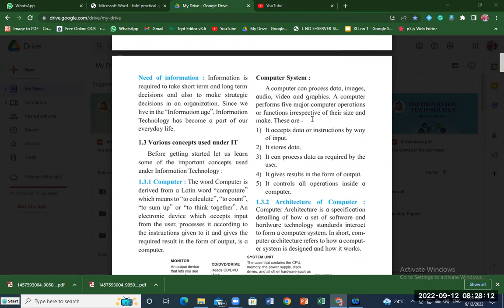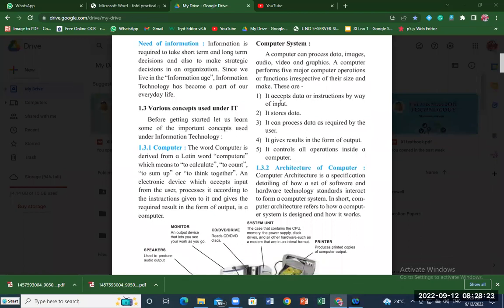A computer performs five major operations or functions irrespective of its size and name. What are the five major operations of a computer? First, it accepts data and instructions by way of input. First thing it is doing, it is accepting. Second, it is storing the data, whatever it has got.